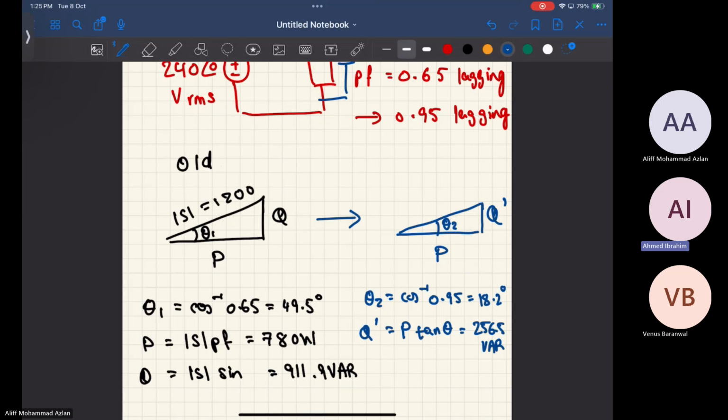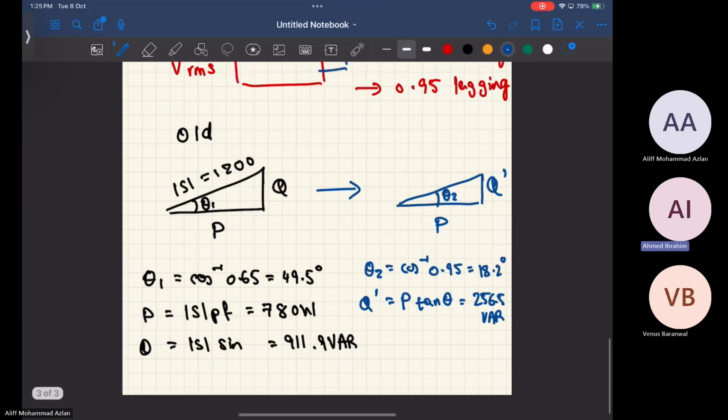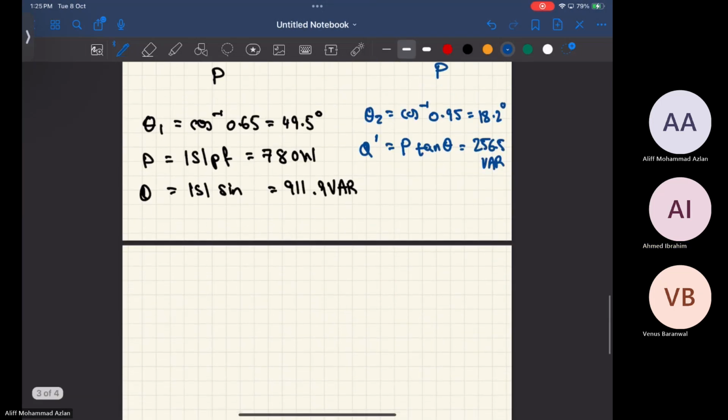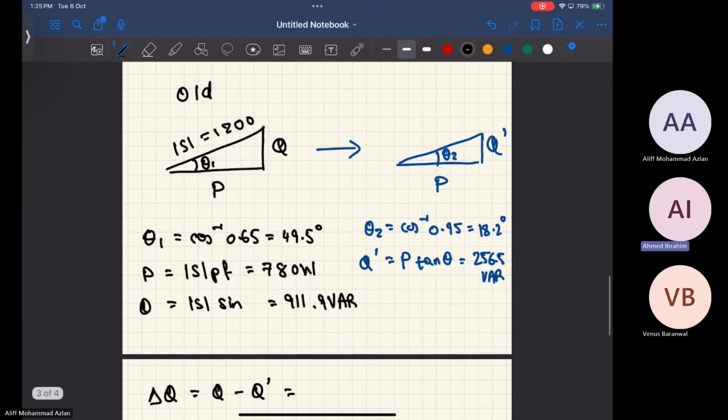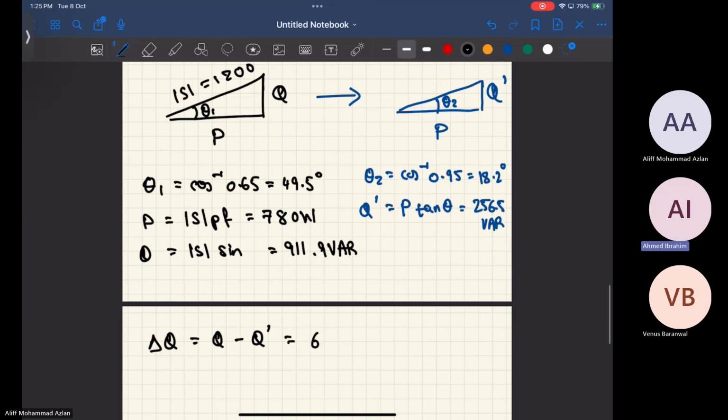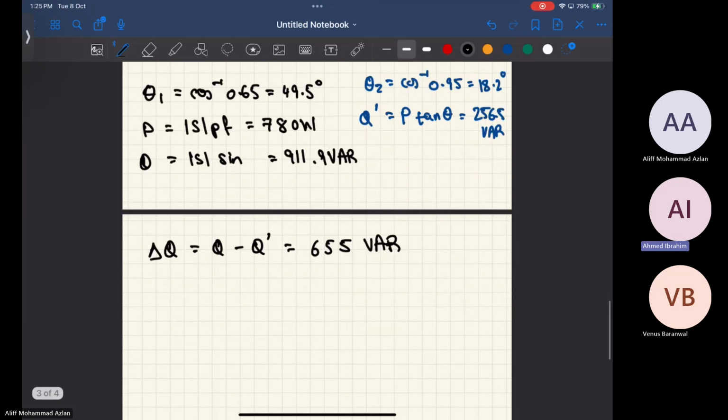So now we essentially know how much reactive power we need to add into the circuit in order to modify the power factor. We can calculate the difference in reactive power, which is Q minus Q dash. That difference of the reactive power is going to come from the capacitor. So the capacitor is the source of the additional reactive power. If we subtract them, we get 655 volt ampere reactive.